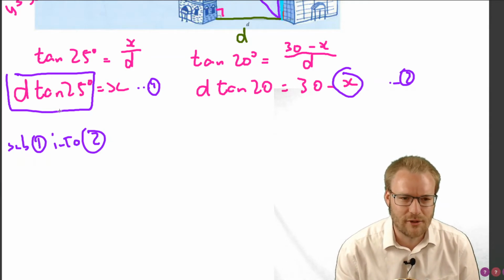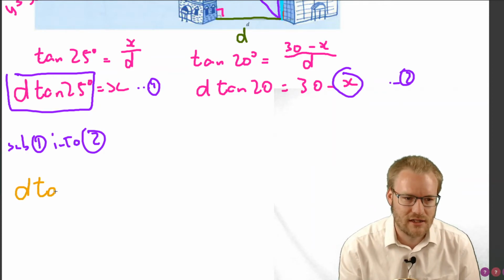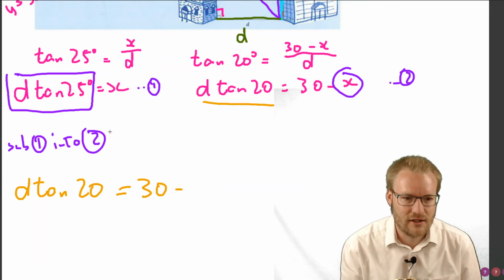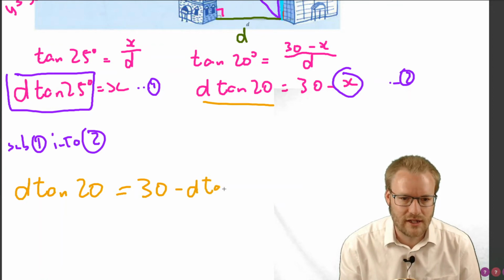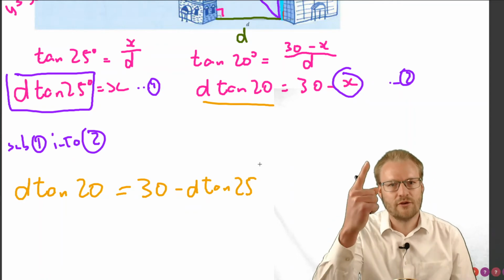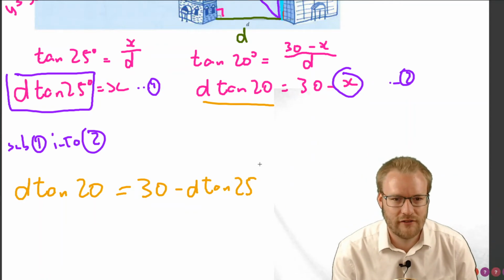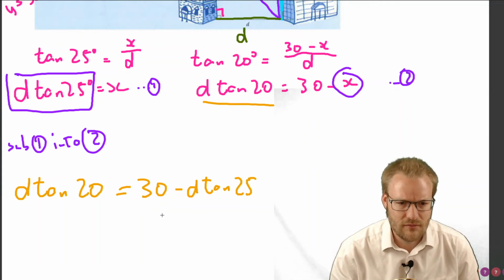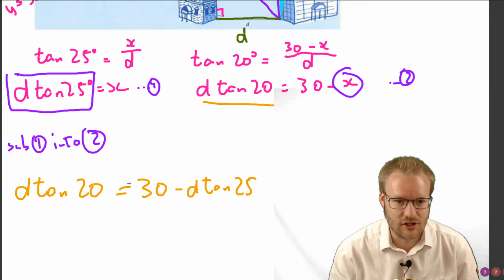Not really necessary because we can see it. So we've got d tan 20, that's that part, equals 30 minus, and instead of writing x, we can write d tan 25. One equation, one variable. What we're trying to find is d. We're trying to find the distance. So there we go. Solve your equation and you're good to go.